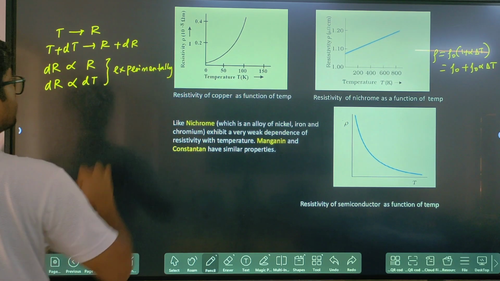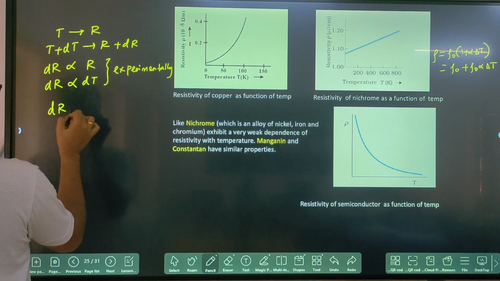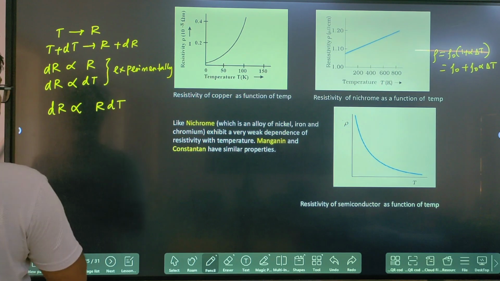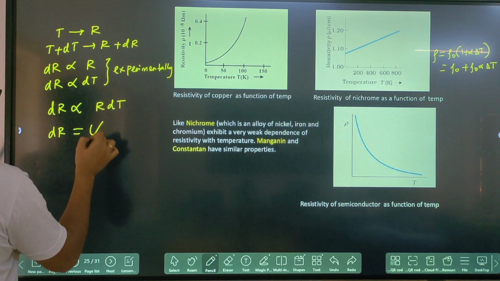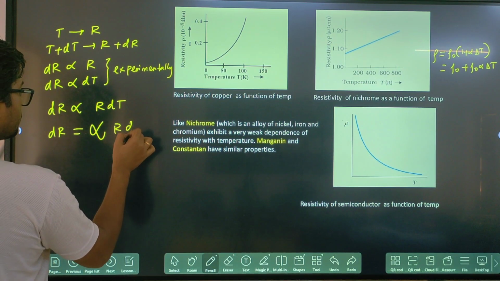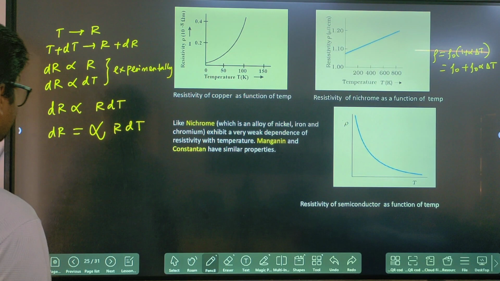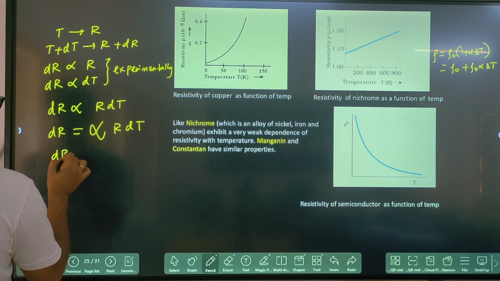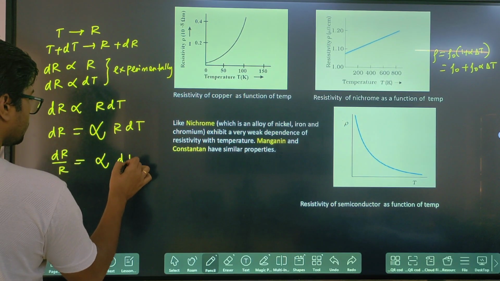Experimentally these two are seen, right? So here I can say that dR is proportional to R into dT. So I can write dR is equal to alpha R dT, where alpha is your temperature coefficient of resistance. So here I can write dR by R is equal to alpha dT.